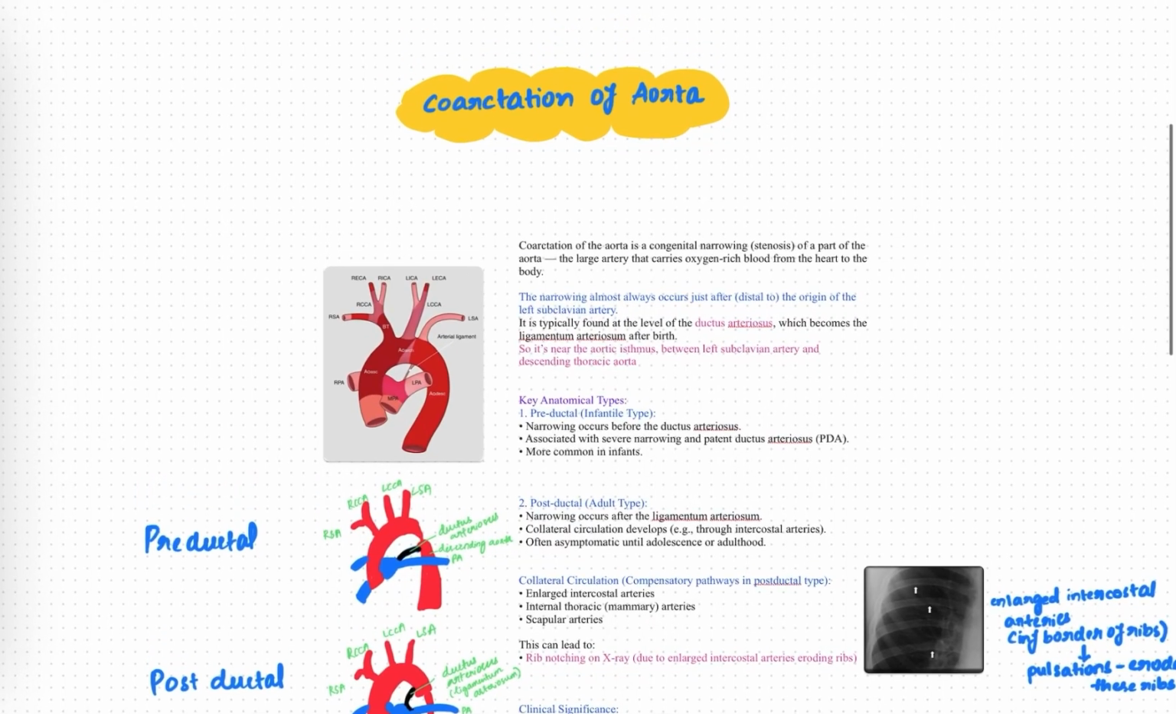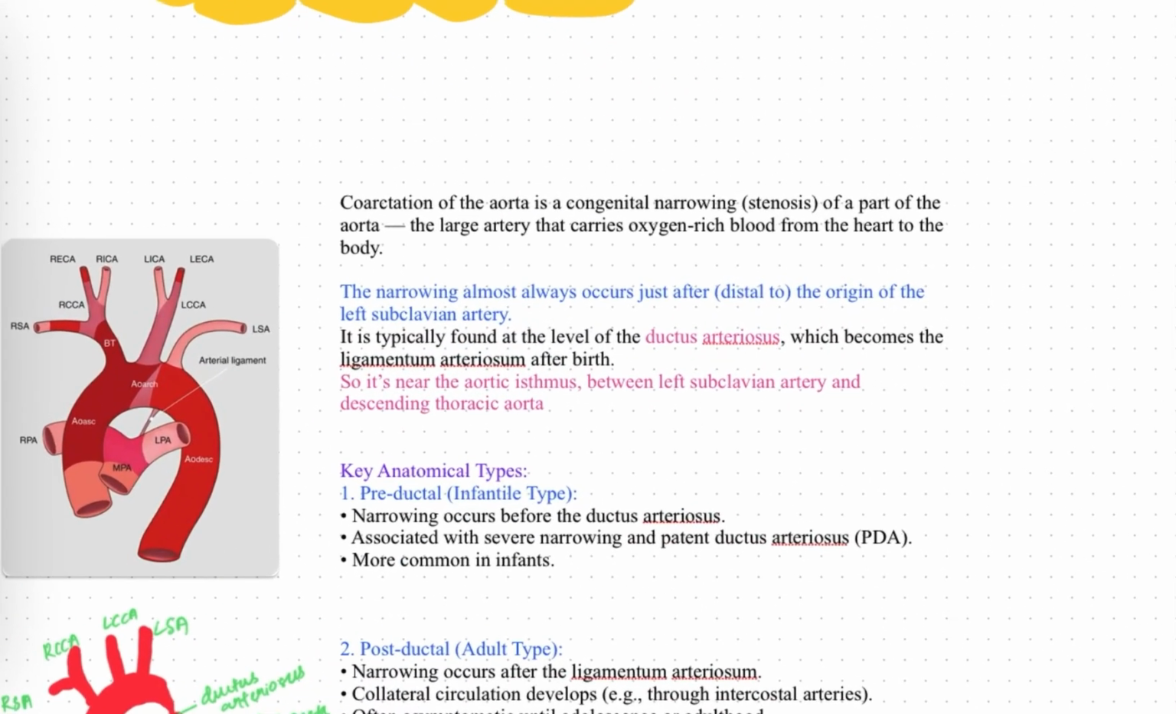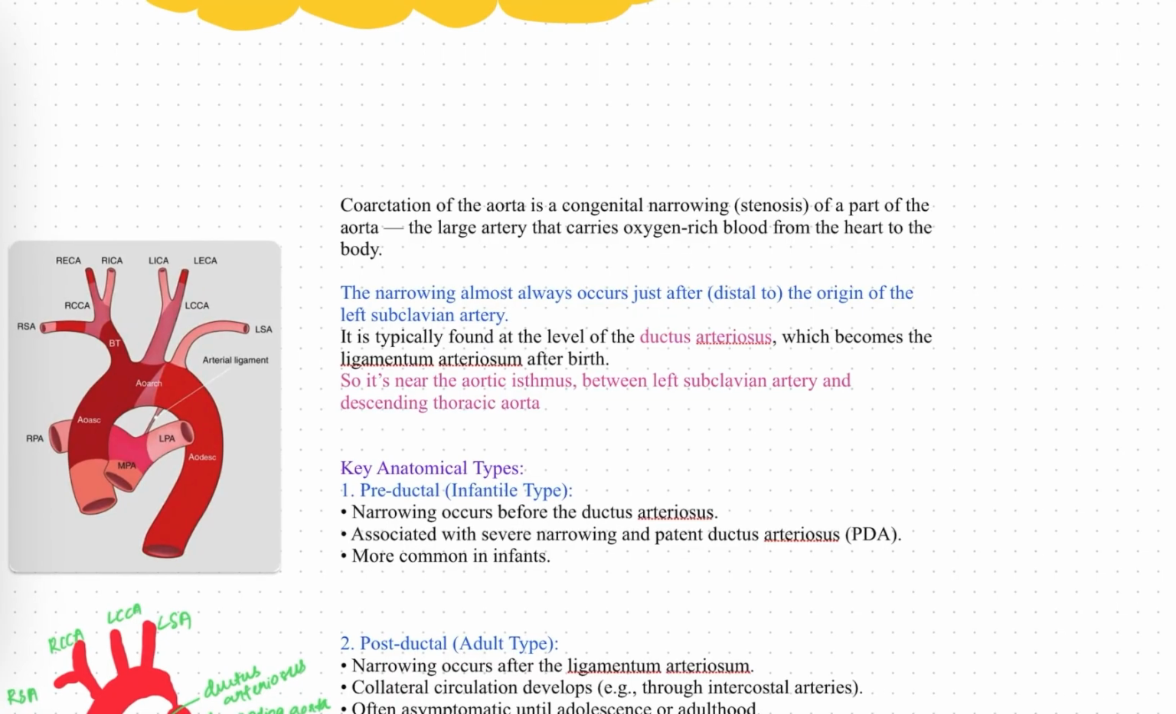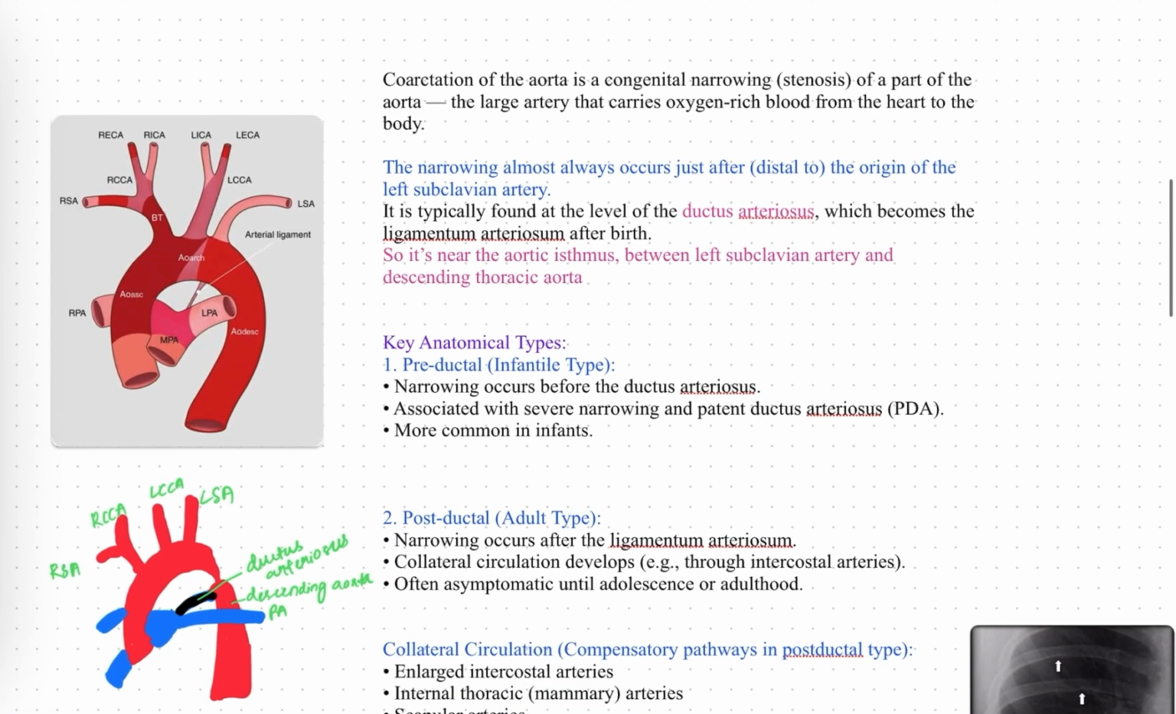Hello everyone, in this video we are going to discuss coarctation of aorta. Coarctation of aorta is a congenital narrowing or stenosis of a part of the aorta. So what is the aorta? It is a large artery that carries oxygen-rich blood from the heart to the body, that is, from the left ventricle to the whole body. Here there is a narrowing of the aorta, and that is called coarctation of aorta.